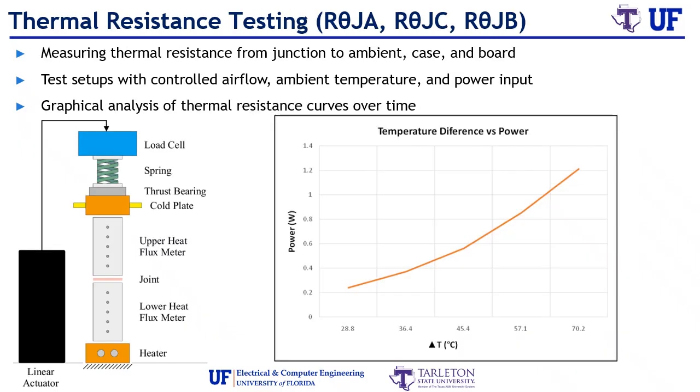Thermal resistance testing measures how efficiently heat moves from the chip's junction to the ambient environment. R theta JA, R theta JC, and R theta JB define the main heat paths through air, the case, and the board. The graph shows how temperature difference changes with power, providing insight into heat transfer efficiency. Controlled airflow, ambient temperature, and power input are essential for reliable test results.